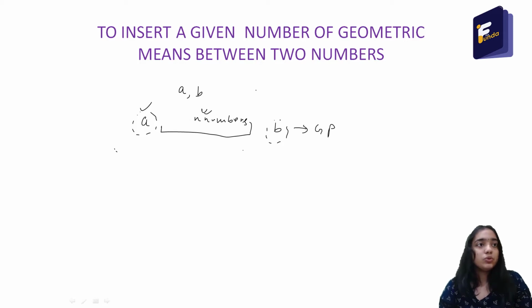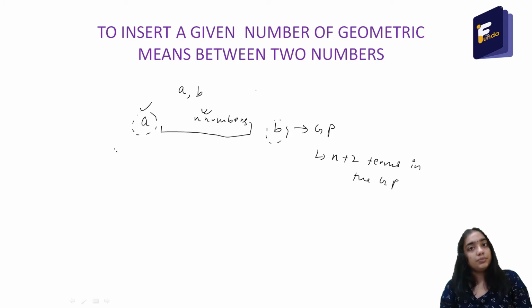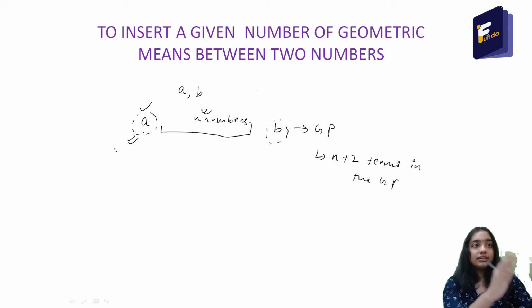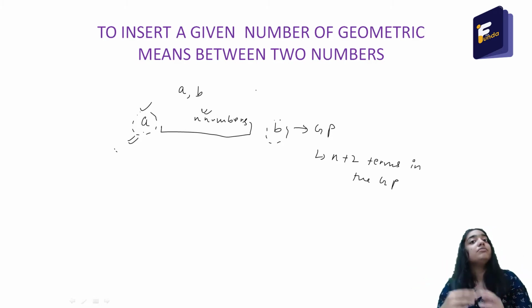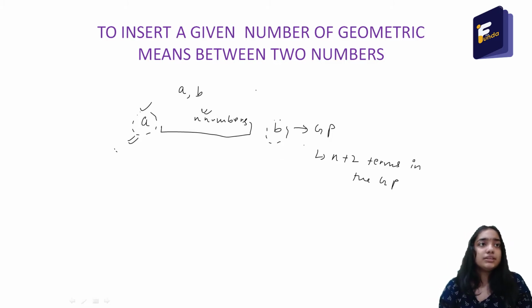So the total number of terms is n plus 2 in the GP. B is the last term of the GP and A is the first term of the GP. We are inserting n numbers, and now we know that the n numbers, A and B form a GP. So obviously in that GP, A will be the first term, B will be the last term, and the total number of terms will be n plus 2.